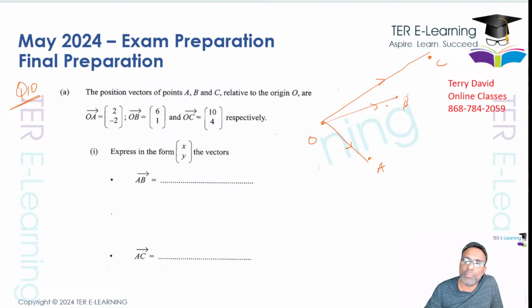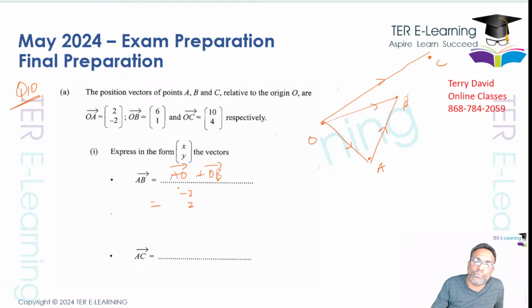The first thing they want is the vector AB, so that's from here to here. So to get AB is going to be AO plus OB, where AO is going to be negative 2, 2 and OB is 6, 1. So negative 2 plus 6 is going to give me 4, and 2 plus 1 is going to be 3. So that's the vector AB.